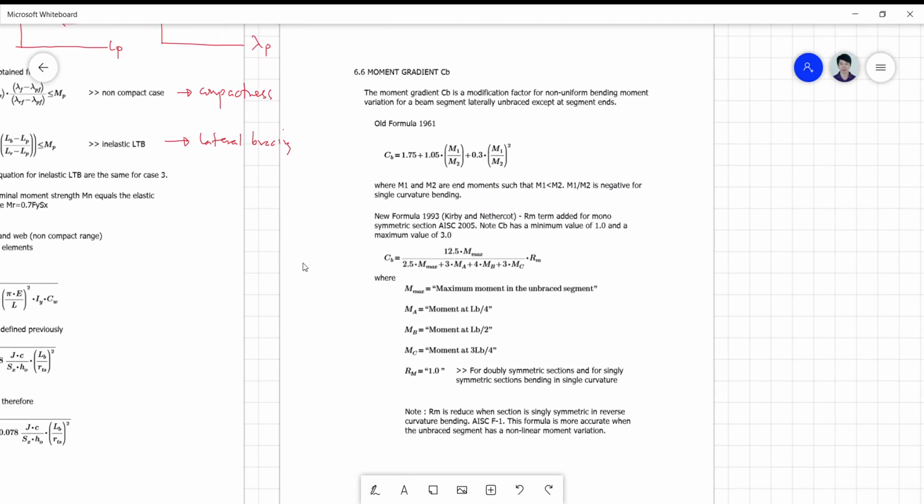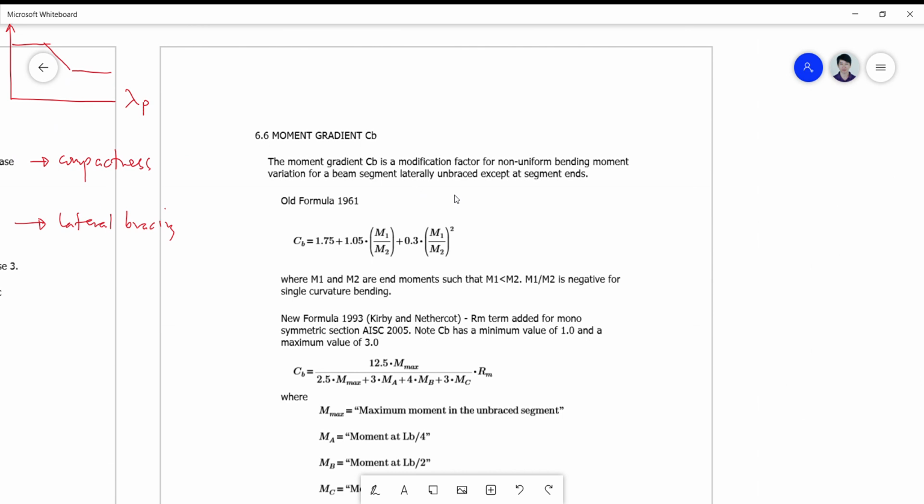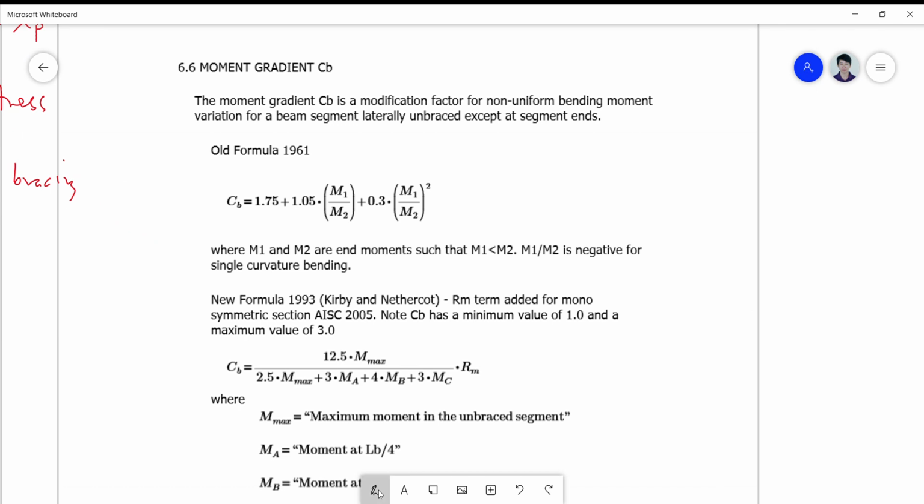So for the moment gradient CB, which is the modification factor for non-uniform bending moment variation for a beam segment laterally braced except at the segment ends, we have two formulas, no? So we have the old formula and the 1993 formula, which is also quite old, but it was updated on AISC 2005, where the term CB is multiplied by a modification factor RM. So in the old 1993, the RM is the one that was just missing. Okay, it was added on AISC 2005.